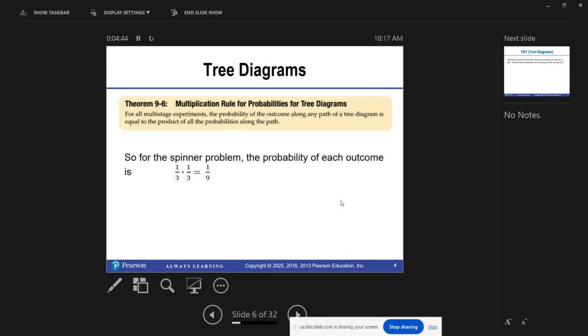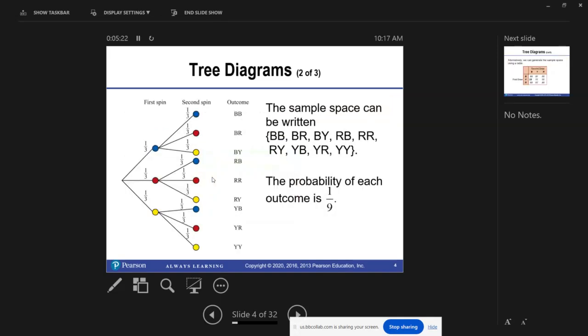So we also have this little formula here, this theorem, that talks about a multiplication rule for probabilities for tree diagrams. So for all multi-stage experiments, the probability of the outcome along any path of a tree diagram is equal to the product of the probabilities along the path. So for our spinner problem, the probability of each outcome, well, for the first spin, the probability whether you're choosing blue, yellow, or red, it's 1/3. For the second spin, it's 1/3. So if you multiply those together, you get 1/9. So a little easier, right? You could do that just in your calculator or in your head, and you don't have to go through and make a table and make a tree diagram.